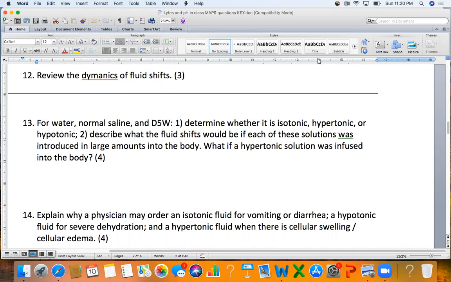The topic overall is looking at three common fluids that we find being put into the body in a care setting: water, normal saline, or D5W, and what effect these have on fluid shifts, with a little more discussion on fluid shifts in general. So we'll move through map number 4 to talk about questions 13 and 14 together.